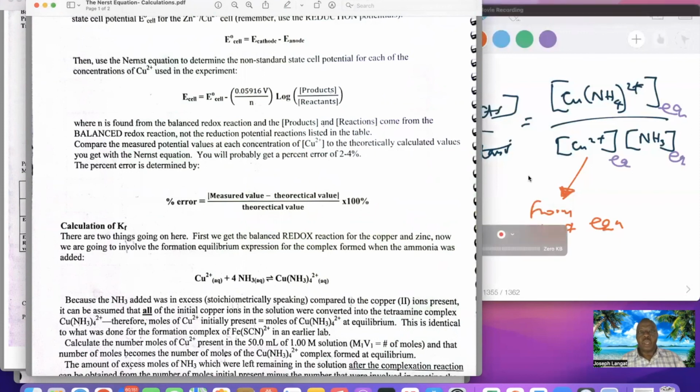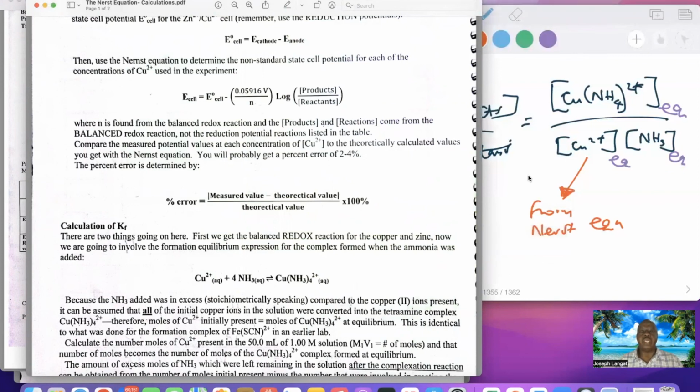Please do that, and then you'll have the percent error. Submit the data sheet at your earliest convenient time. Please do submit the data sheet at your earliest convenient time.